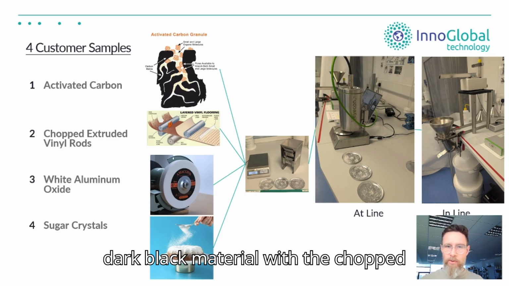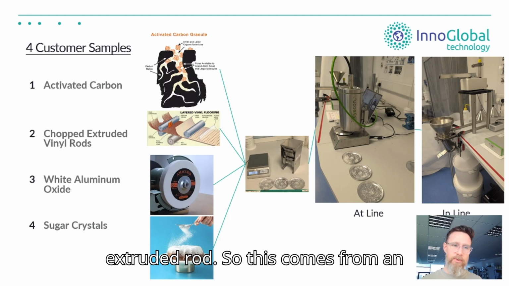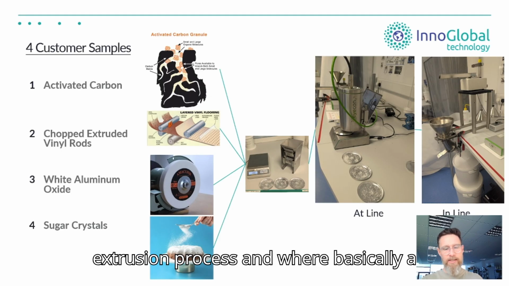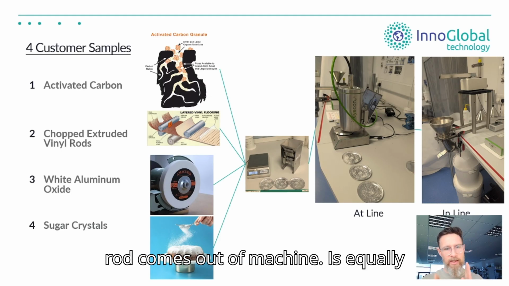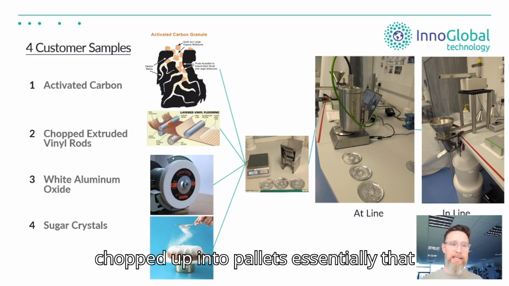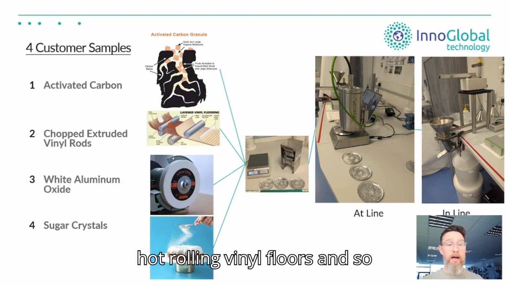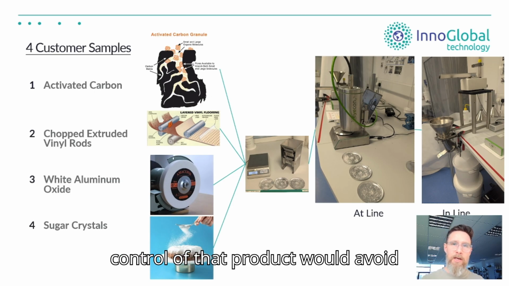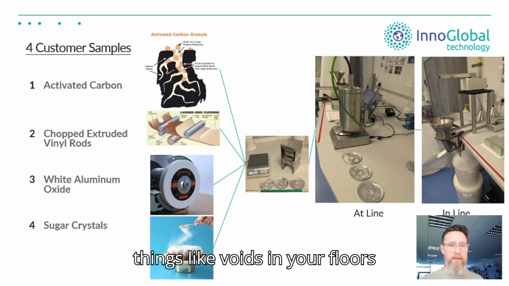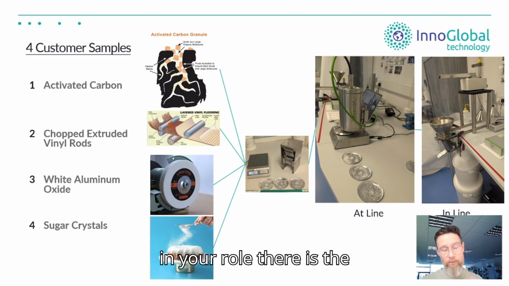We have the chopped extruded rod. So this comes from an extrusion process where basically a rod comes out of a machine and is equally chopped up into pellets, essentially, that are then later used for processing via hot rolling vinyl floors. So control of that product would avoid things like voids in your floors, in the roll.